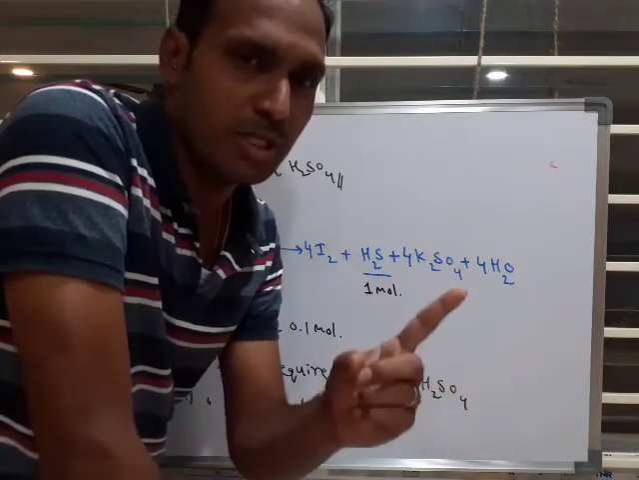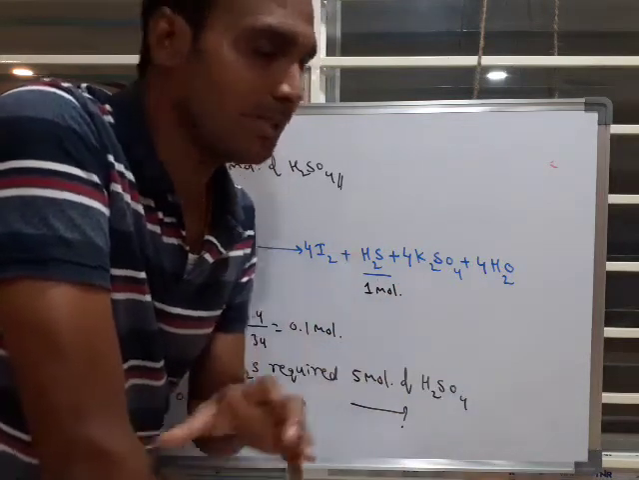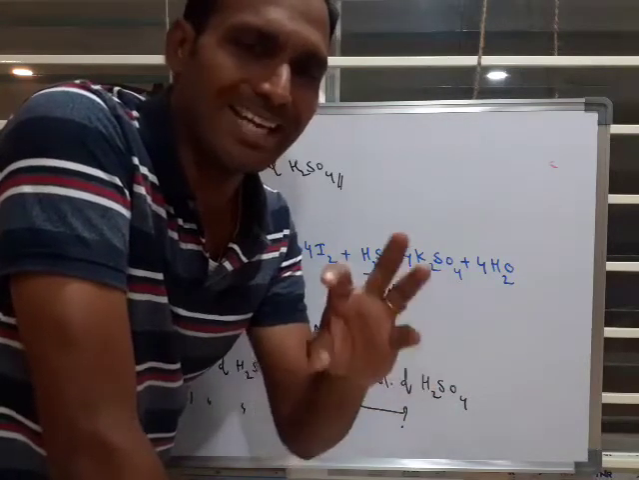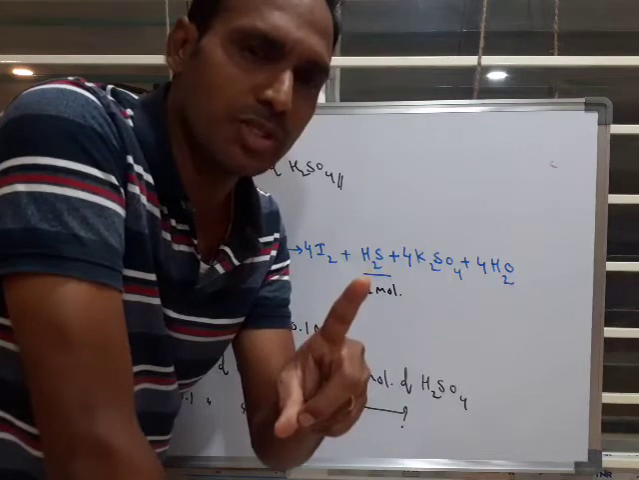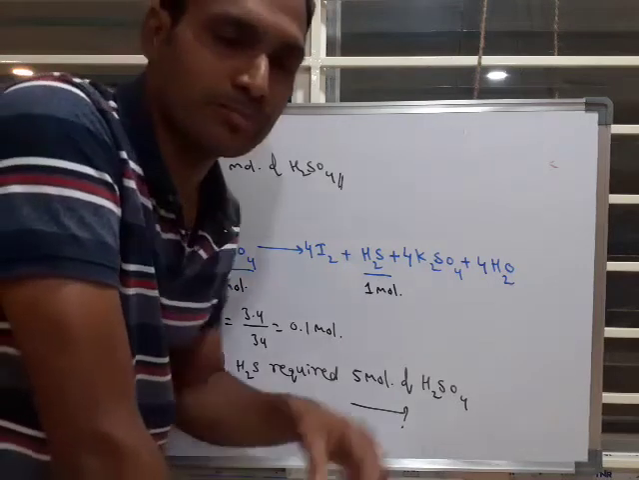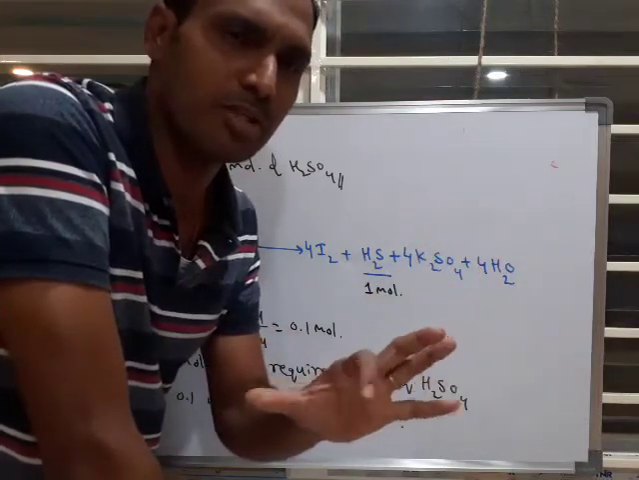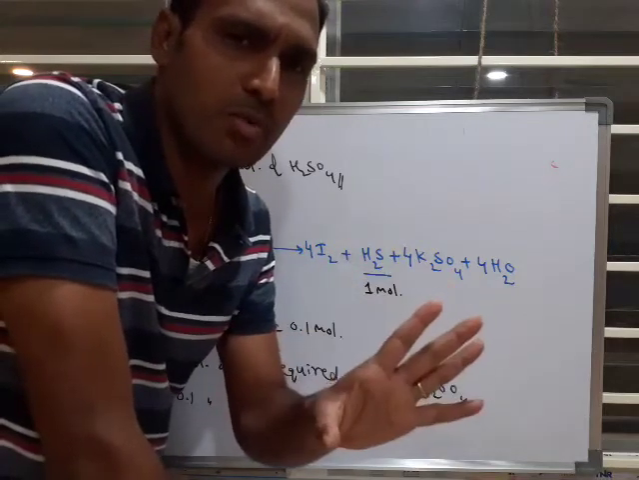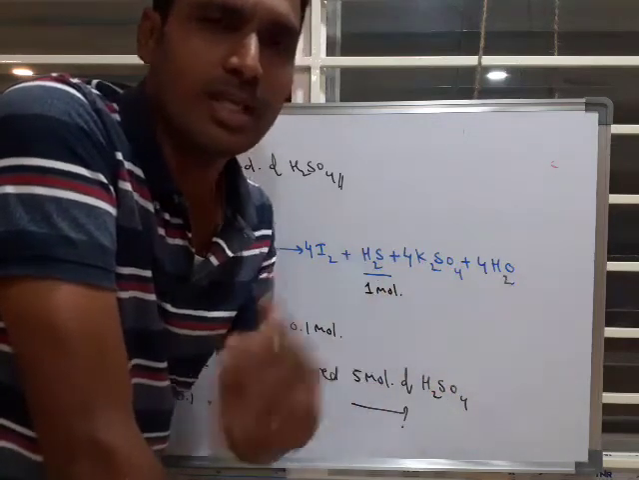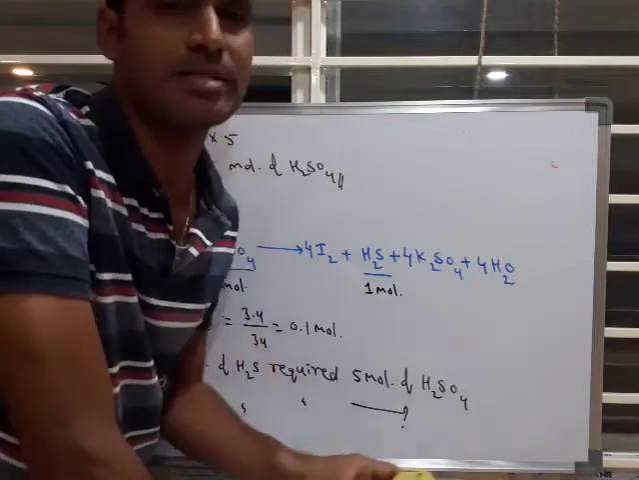By the mole concept definition, 1 mole equals 22.4 liters, so 0.5 mole equals 11.2 liters. But here it is 0.5 mole of H2SO4 solution, and the solution is of 0.2 molarity. The molarity of the solution is given, so we have to find the volume based on the molarity.